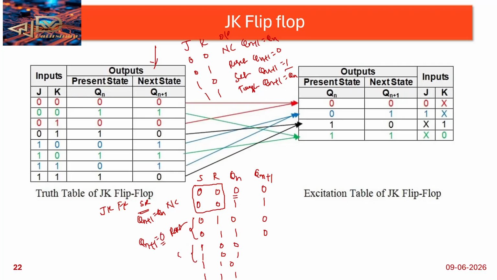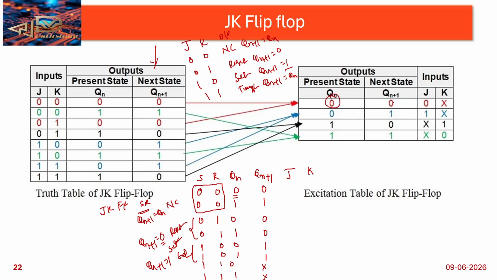And this is the set condition. In the set condition, I consider 1, because Qn plus 1 equals 1 only in the set condition. And then the invalid condition gives don't care values. Then you can write the JK values here based on this excitation table.